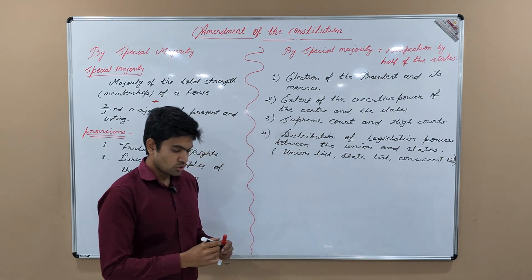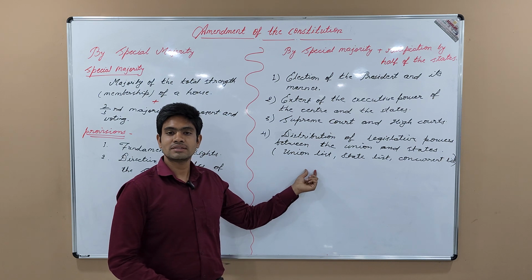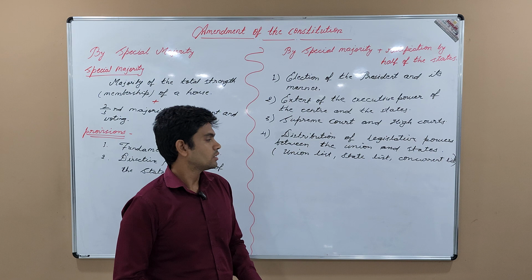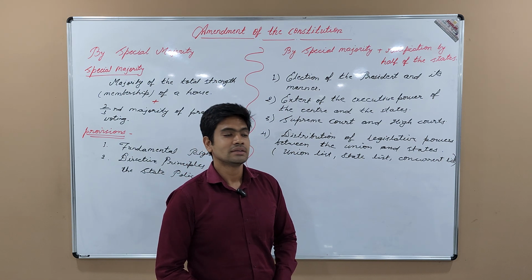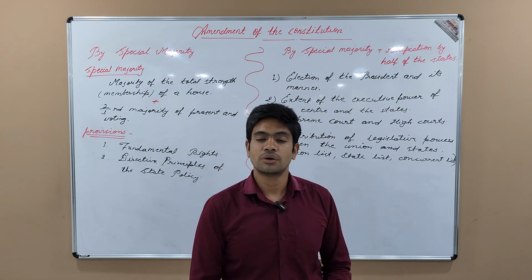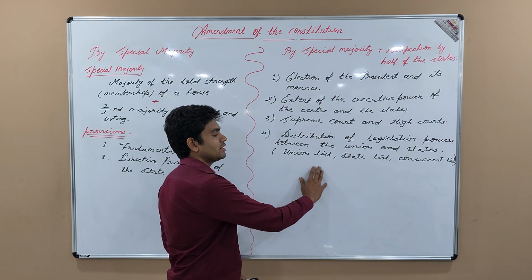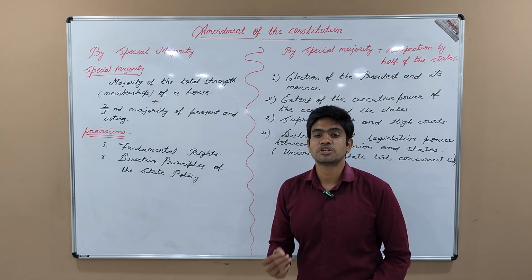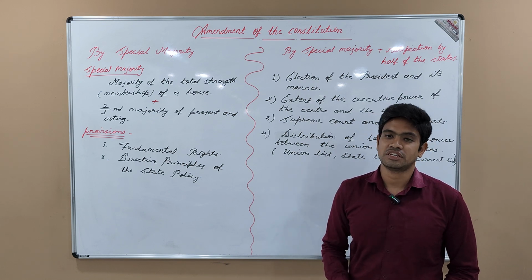Okay, so what is the union list? Union list is a list which contains the subjects on which the center can make laws. If we talk about the state list, this list contains all those subjects where the states can make laws, and the concurrent list contains those subjects where both can make laws. So whenever any changes will be made in these lists, these changes will be made by the special majority as well as the consent of state legislature of half of the states.